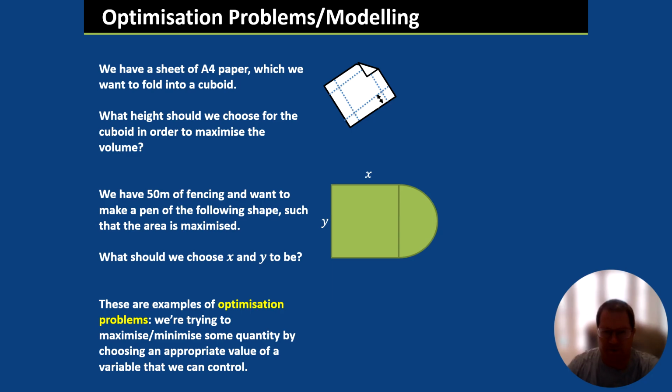Imagine that we have a sheet of A4 paper which we want to fold into a cuboid. What height should we choose for the cuboid in order to maximise the volume? Or we have 50 metres of fencing and want to make a pen of the following shape such that the area is maximised. What should we choose X and Y to be? These are examples of optimisation problems. We're trying to maximise or minimise some quantity by choosing an appropriate value of a variable that we can control.